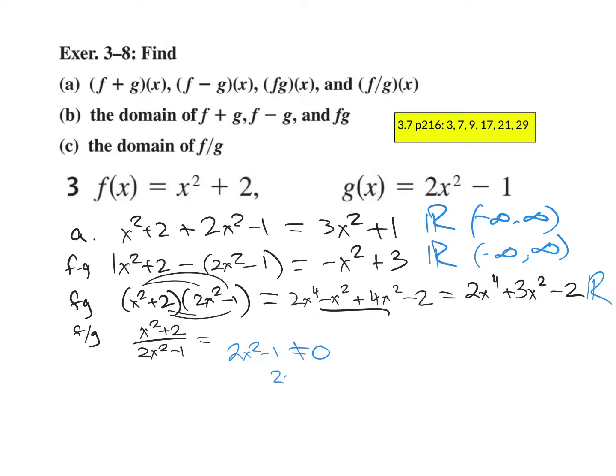So add 1, divide off the 2, and then you take the square root. So x can't be plus or minus. And again, you see you have the square root of 1 over the square root of 2. We have to rationalize the denominator. So you get the square root of 2 over 2. So all real numbers except for that.